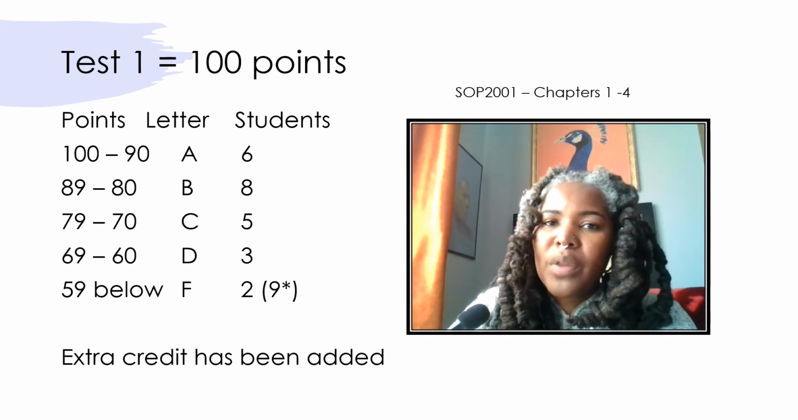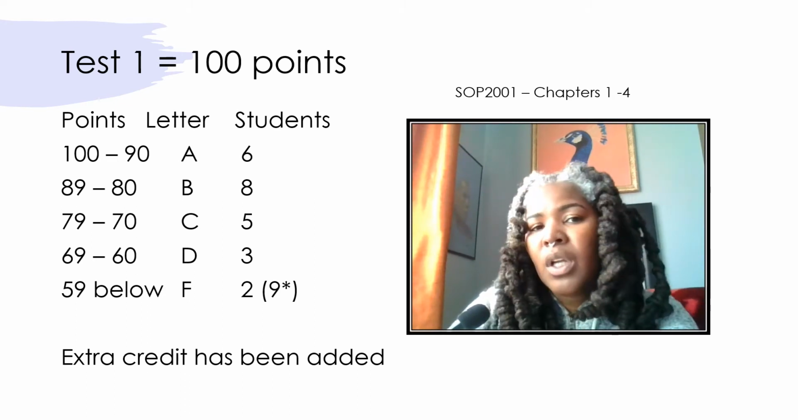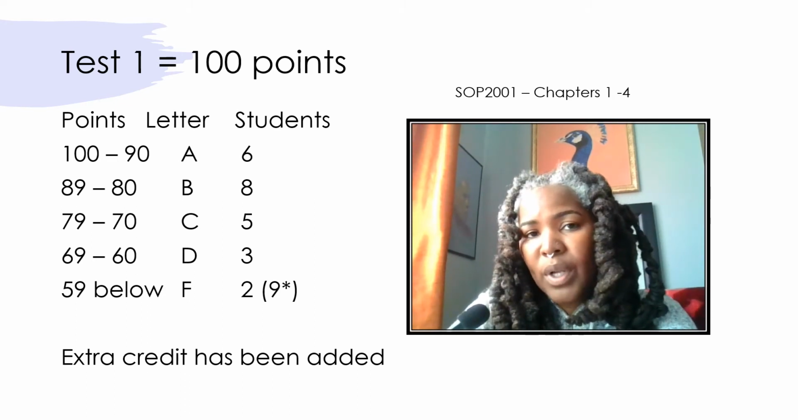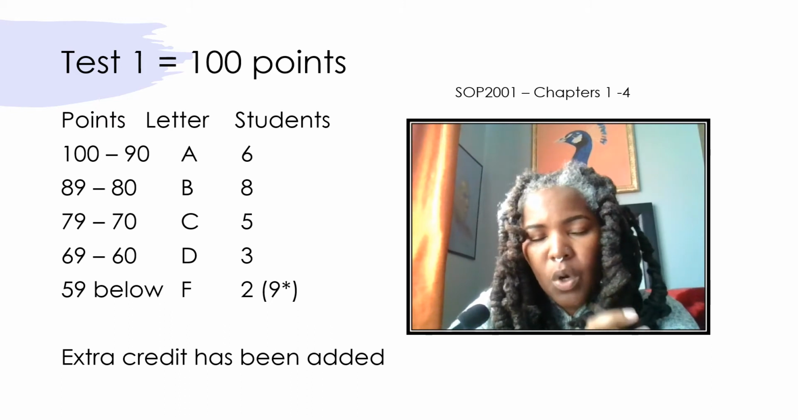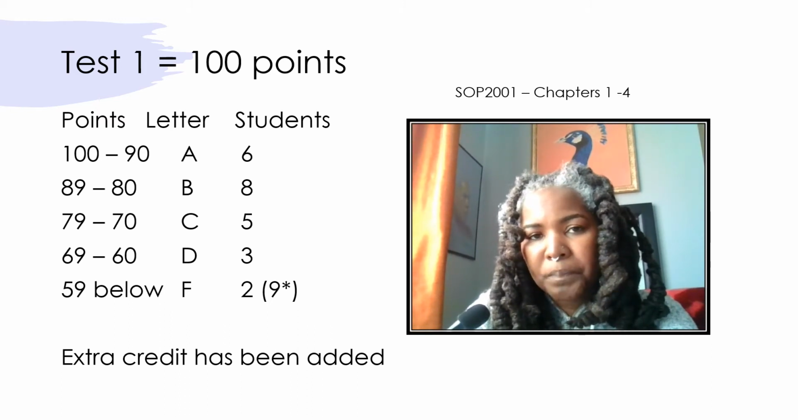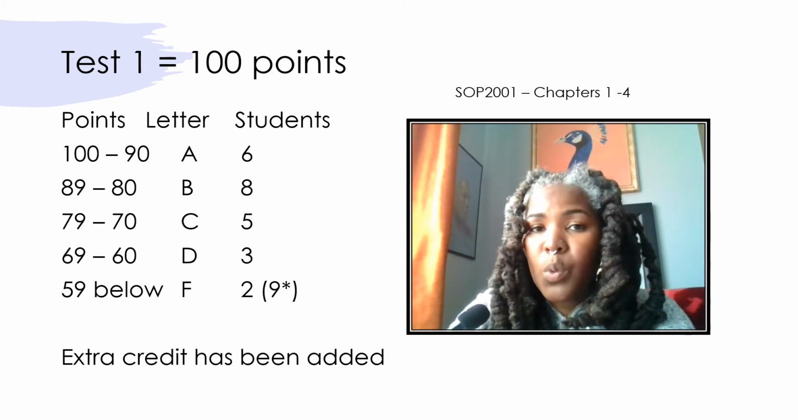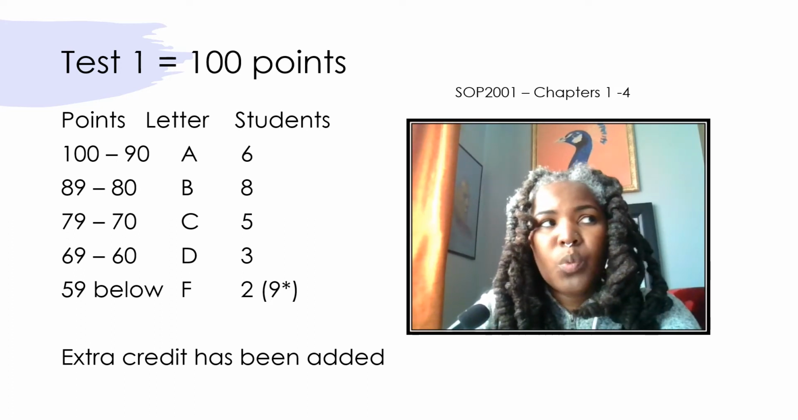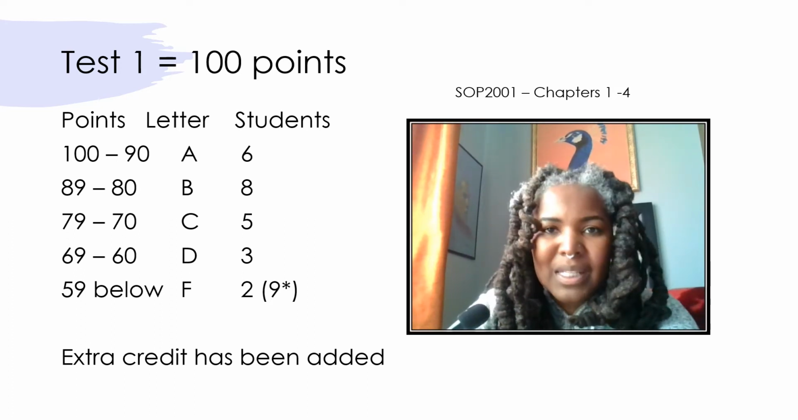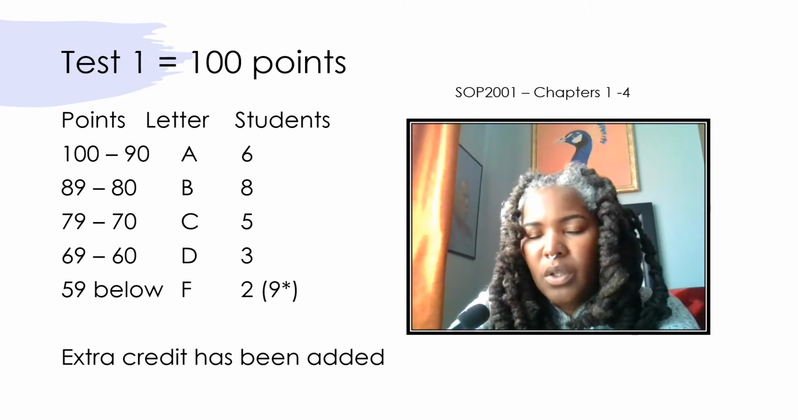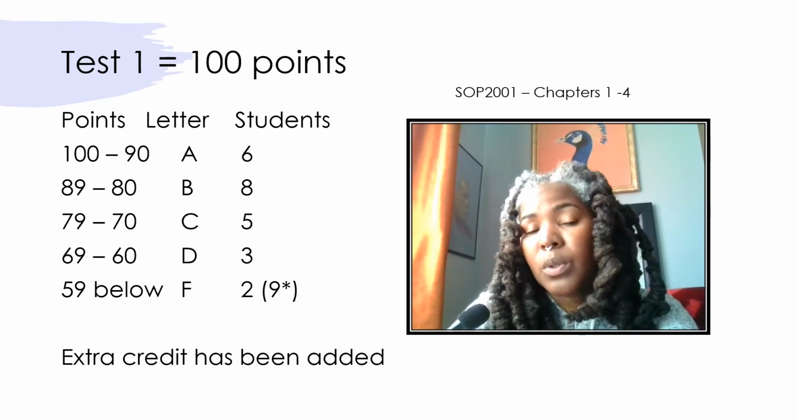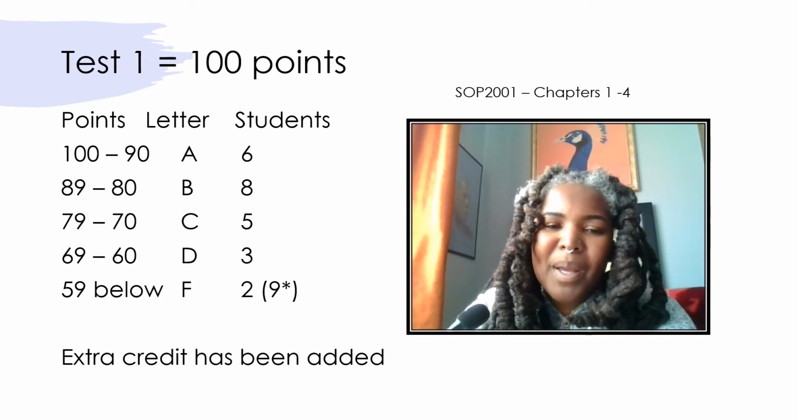If you're wondering whether your score was adjusted or not, you can just click on the drop down arrow in Canvas, click on your score, and then click on the drop down arrow to see the notes, because I left a note, and the note would say +10 or +9, you know, for the extra credit. I also included your original score so you could double check my math.